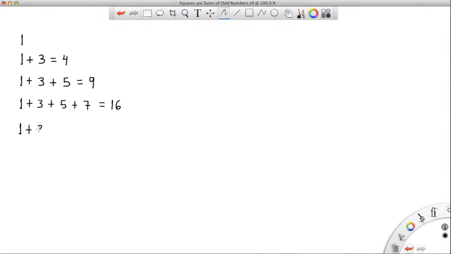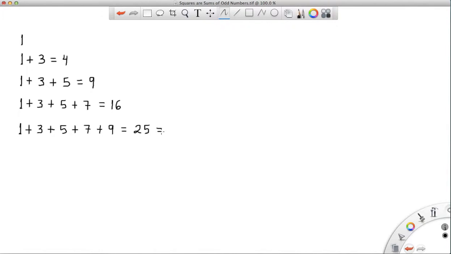So 1 plus 3, that's the second one, plus 5 is the third one, plus 7, that was the fourth one. Now let's add the fifth odd number, which is 9 after 7. So here we have 1 plus 3 is 4, plus 5 is 9, plus 7 is 16, plus 9, now we have 25. And there is some kind of coincidence here, because, well, it's really not a coincidence, but see, all these numbers, 4, 9, 16, 25, those are square numbers.